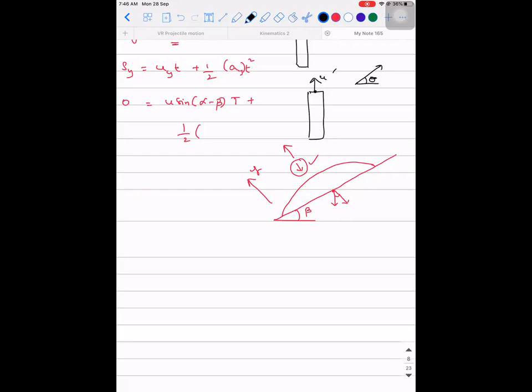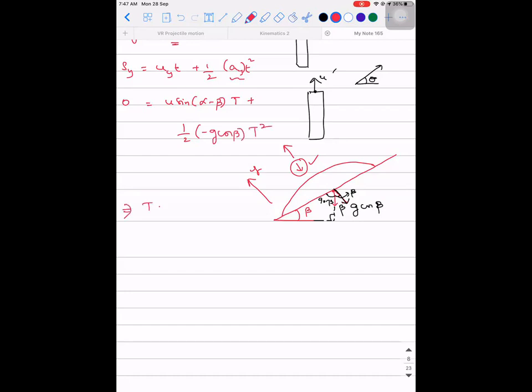It is beta, because if this is beta, this is 90, this would have been 90 minus beta. And this is a component which is perpendicular to the horizontal. If this is 90 minus beta, then this would have been beta. Then what is the component of acceleration that we need to take? In the place of ay, what should I take? Minus g cos beta. Very good. It is minus g cos beta into capital T square.